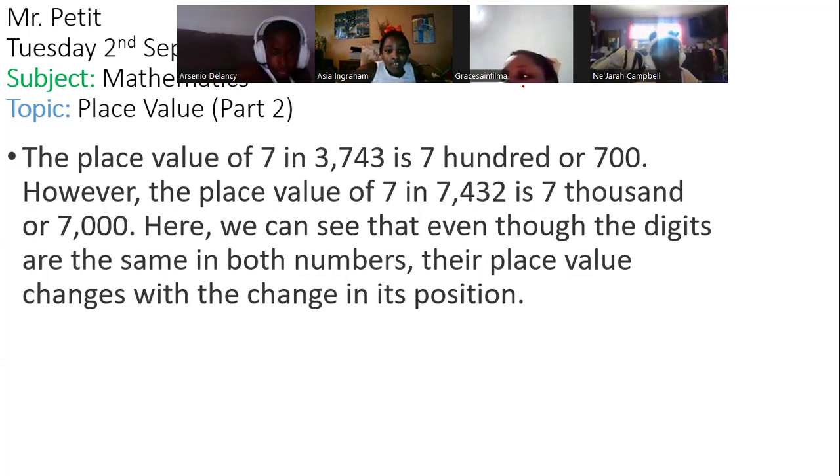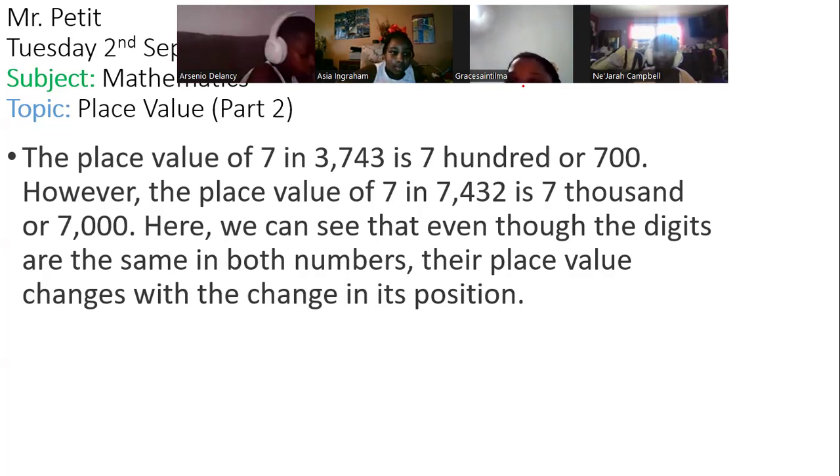The place value of 7 in 3,743 is 700. However, the place value of 7 in 7,432 is 7,000. Here we can see that even though the digits are the same in both numbers, their place value changes with the change in its position.